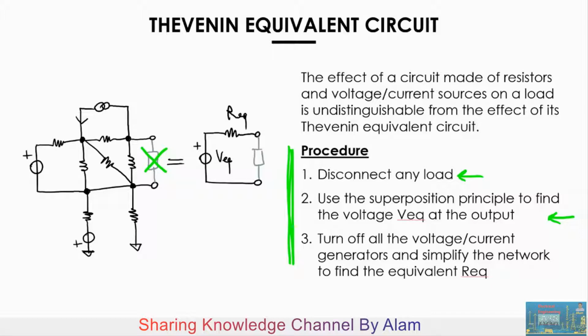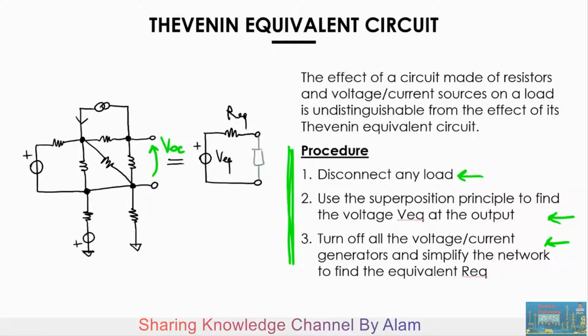Step number 2. Use the superposition principle to find what is the open circuit voltage VOC at the port under consideration. That will be the value of the generator V equivalent. So in this case, we have eliminated the load. Let me delete it. And now we will use the superposition principle to find the value of the voltage here. And this voltage is called VOC, V open circuit, and that will be equivalent to the V equivalent of the Thevenin equivalent circuit.